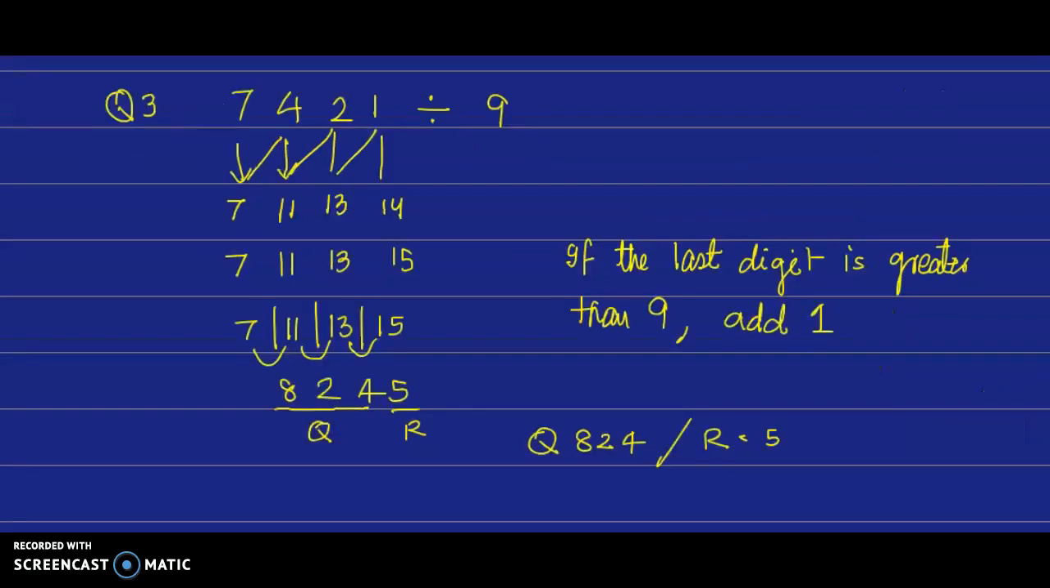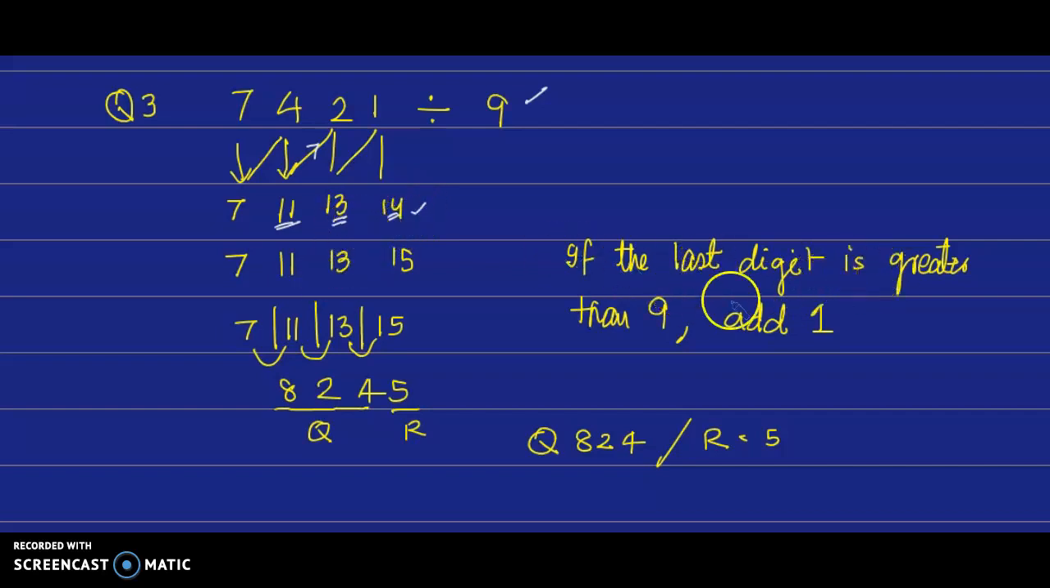Now the third question, you can see 7421 divided by 9. So in this question you have to follow the same method, but there is a little change I will explain. Drop down this 7 as usual, and 7 plus 4 is 11. Now here there are 2 digits. So whatever you are getting you just need to write down. Again 11 plus 2 is 13. Write it down. And 13 plus 1 is 14. So write it down again, 14.